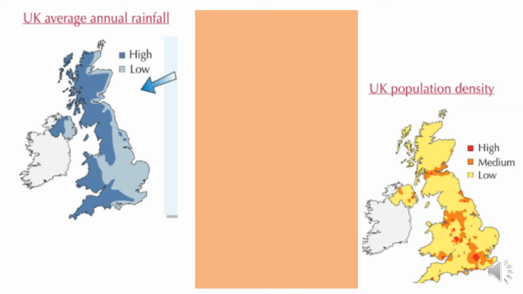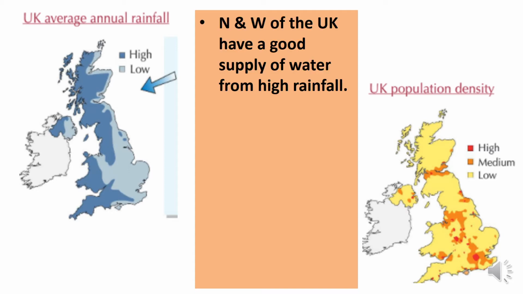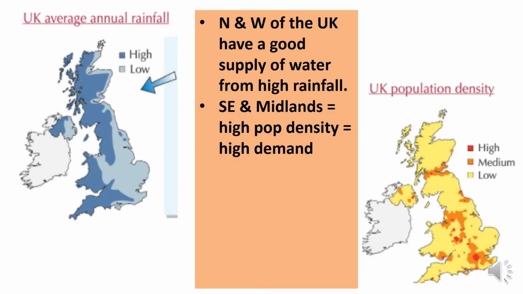On the slide now, you can see a UK average annual rainfall map and a UK population density map. At this point, you may want to pause to take some time to consider these maps and any links or correlations they may have. In the north and the west of the UK, there is a good supply of water from high rainfall. However, the south east and the Midlands see high population density and high demand.